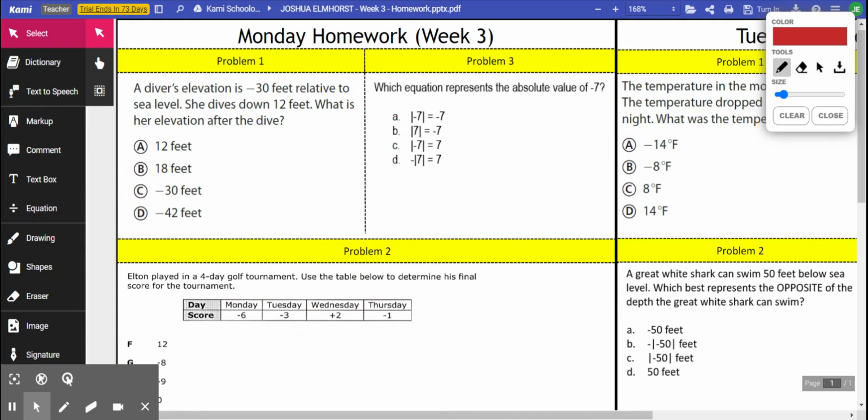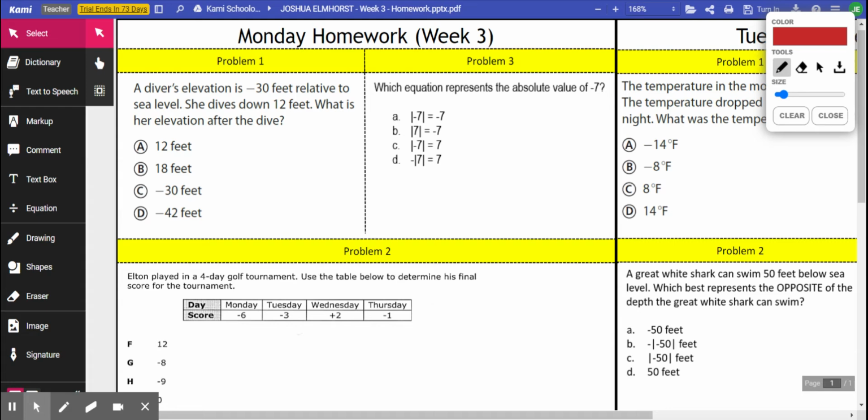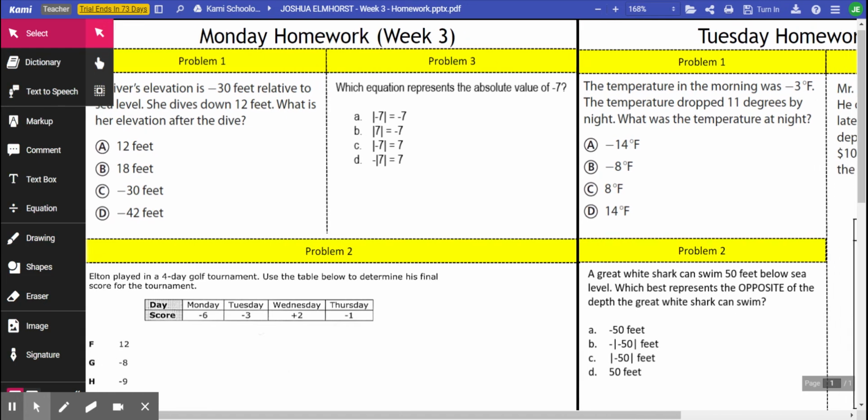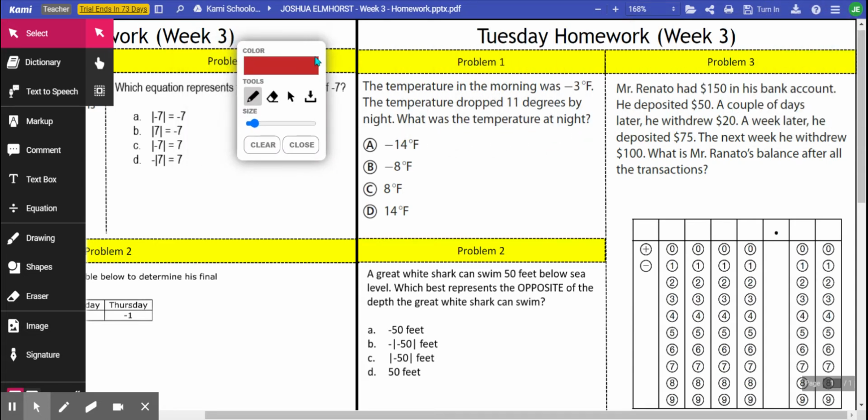Okay, so I'm going to clear this part off here. Now, after Monday, go ahead and click Turn In. Click Turn In up here, just so it's submitted, and then you can open it back up for Tuesday. Okay, so let's move this over. Let's look at Tuesday's homework. I think I can move this. No. There we go. Okay, so Tuesday's homework.